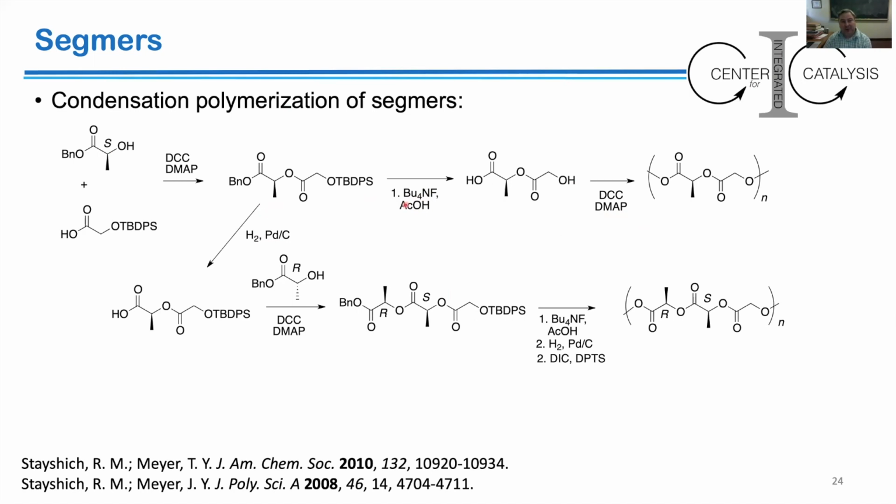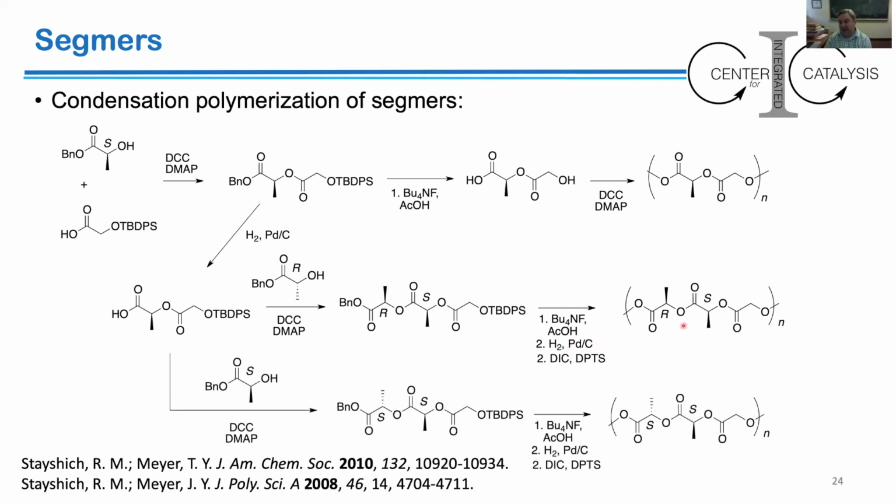If you don't do both deprotections, you can actually just hydrogenate the benzyl ester to leave the silyl protecting group on the molecule, and that allows you to put another residue on with DCC coupling. So now you have a trimer that you can then deprotect, hydrogenate, and then polymerize. And in so doing, you can make that stereo complex where you have the RS glycolic acid periodic polymer or the SS glycolic acid periodic polymer.